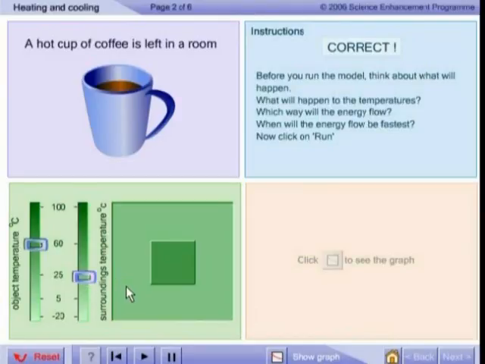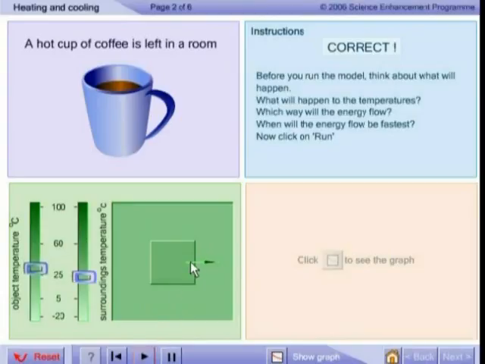This one, and say the outside temperature is going to stay the same, that colour is going to stay the same. The energy is going to go from the cup of coffee to the surroundings, and so the temperature is going to fall, and what's going to happen is it's going to fall quickest at first. Let's have a look. See?